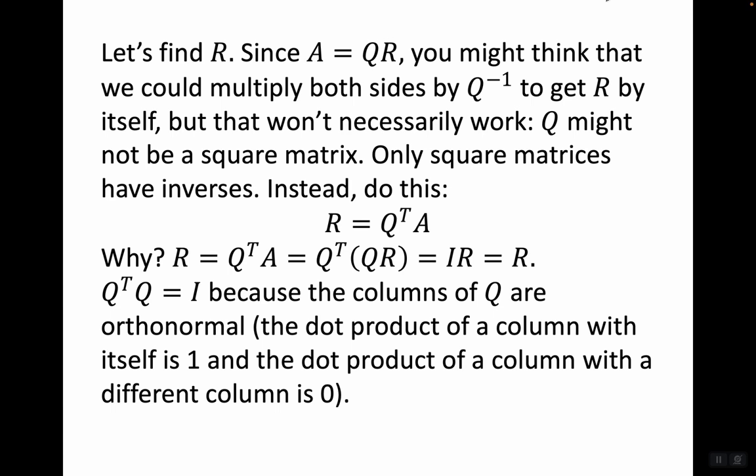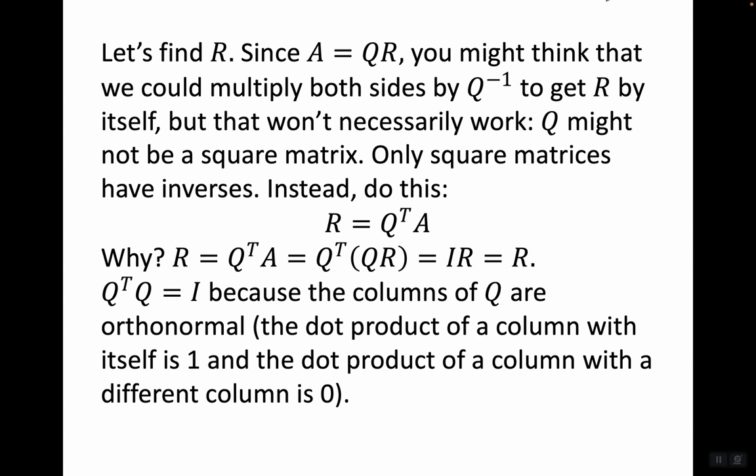Let's find R. Since A equals QR, you might think that we could multiply both sides by Q inverse to get R by itself, but that won't necessarily work. Q might not be a square matrix. Only square matrices have inverses. Instead, do this. It turns out that R equals Q transpose times A.